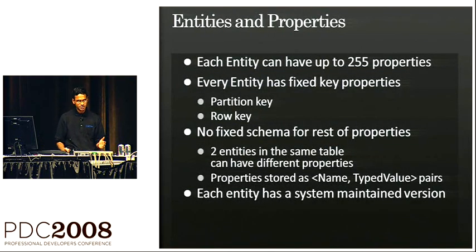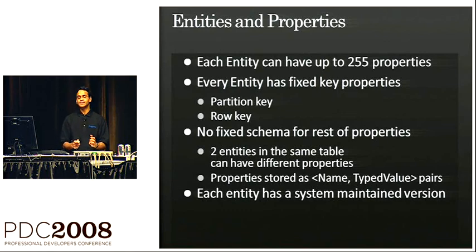OK, so we've spoken about partitioning and so on. What does an entity look like? An entity is the unit of data that you store. An entity can have up to 255 properties. These include 2 fixed key properties. It means that any schema that you have should have 2 properties called partition key and row key. And these have to be strings.